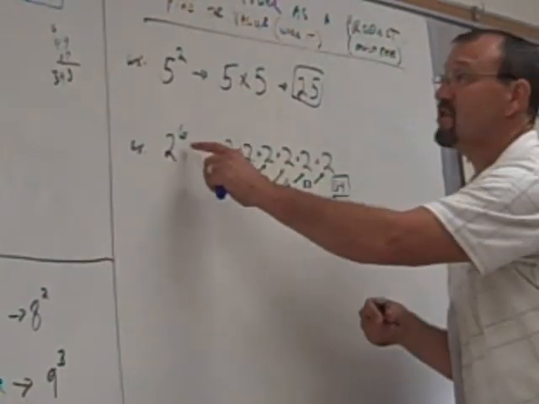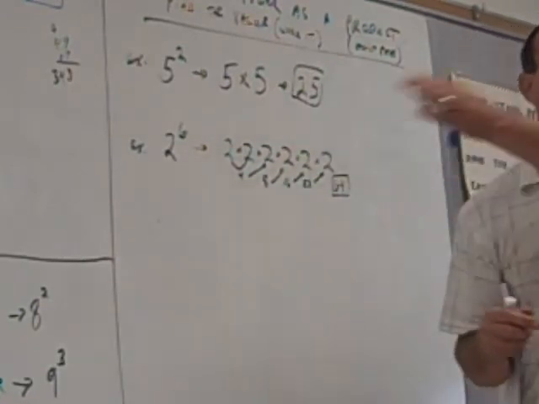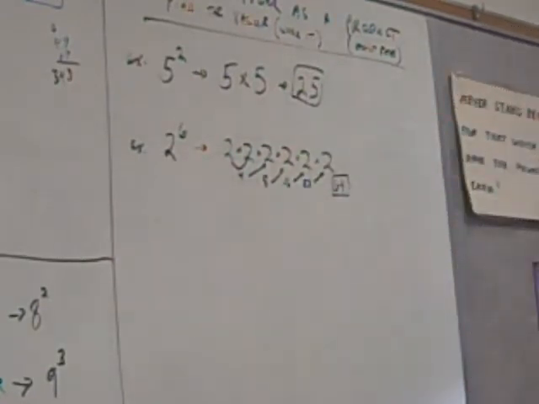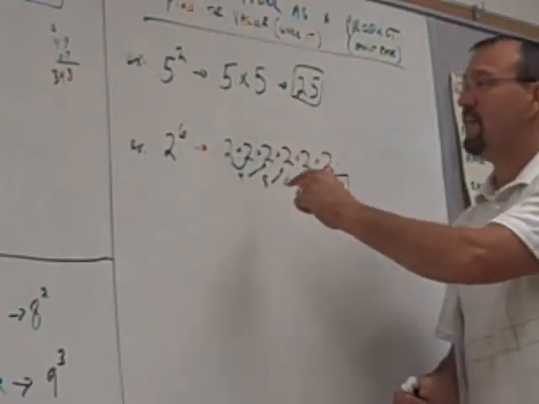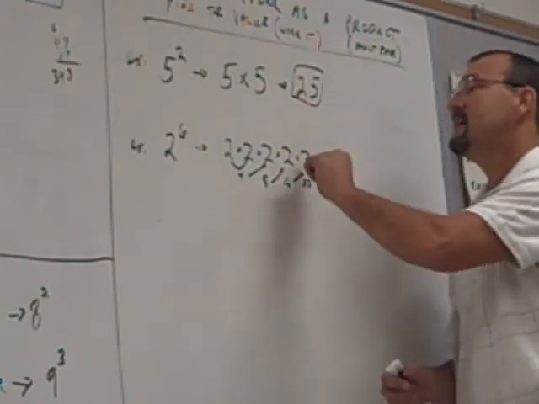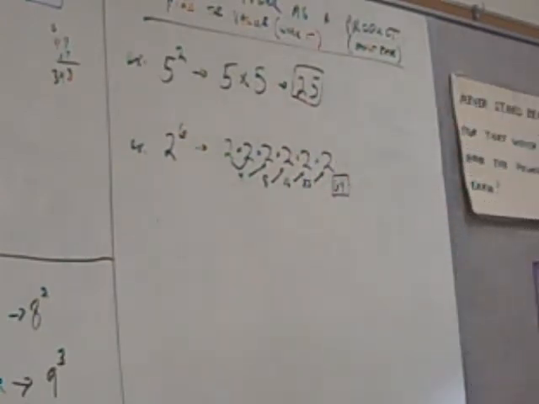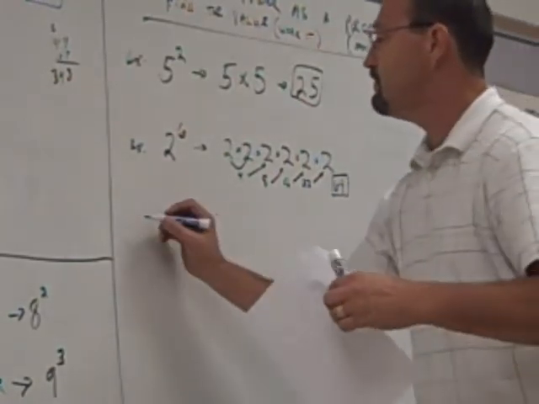If you got 12, that meant you went 2 times 6. That's wrong. This means there's 6 twos. 2, 2, 2, 2, 2, 2, all multiplied. And don't go 2, 4, 6, 8, 10. Nuh-uh. That's 2 times 2, 4. Times 2, 8. Times 2, 16. Times 2, 32. Times 2, 64. All right. We okay with that one?